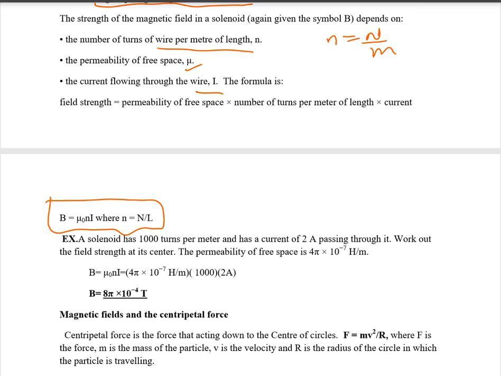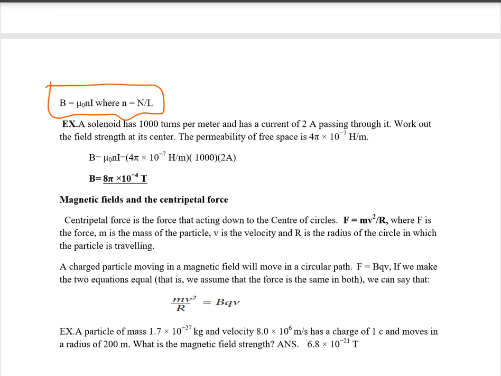You must remember that. Okay, we have one example here. A solenoid has 1000 turns per meter and has a current of how much? 2 ampere passing through it. Work out the field strength at its center. This equation is true for the center of the solenoid, and the field strength of a solenoid is maximum, or the largest field is calculated at the center of the solenoid. When you go away from the center of the solenoid, the field strength decreases.